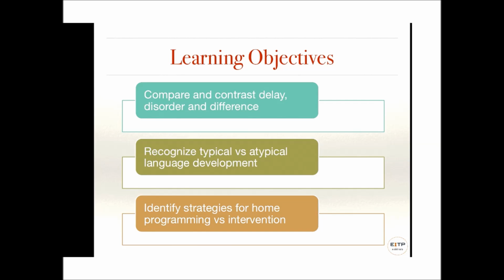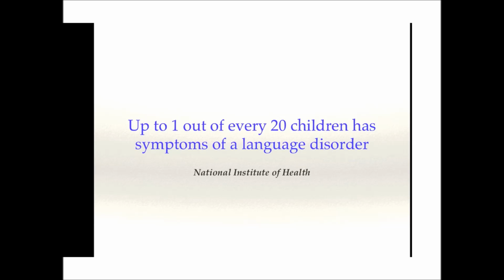I hope after today that you'll learn a lot, and our objectives are to compare and contrast delay, disorder, and difference, recognize typical versus atypical language development, and identify some strategies for home programming versus intervention. And we have a lot of SLPs joining us today. As everyone knows, for language delays and disorders, the SLP is the primary person to evaluate and intervene for the most part. But as early interventionists, we work as a team, and we would expect that everyone incorporate some of the strategies with children and families.